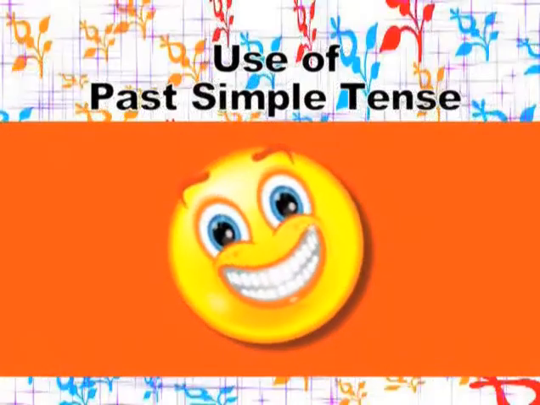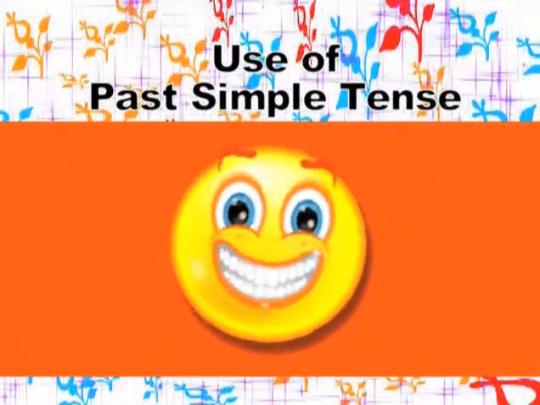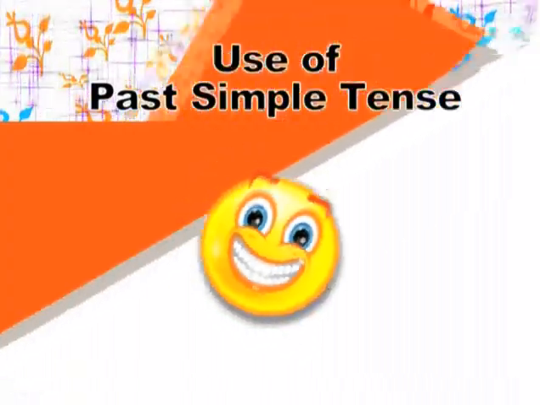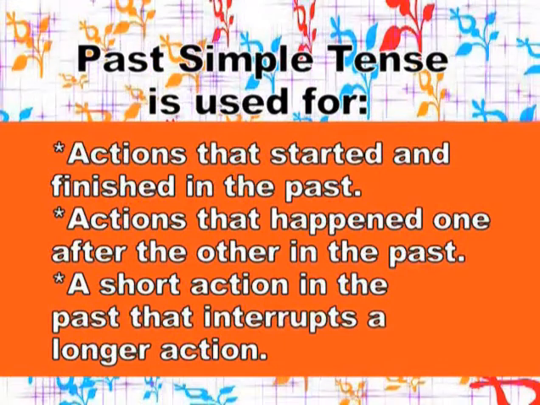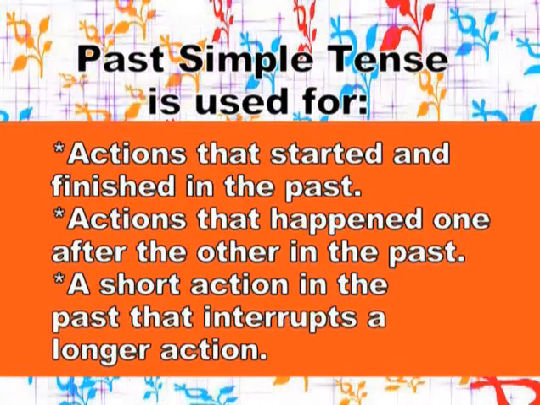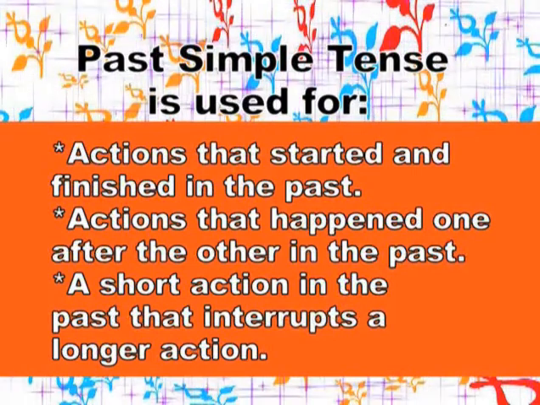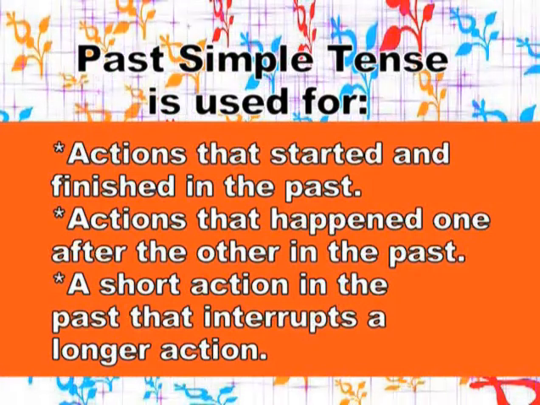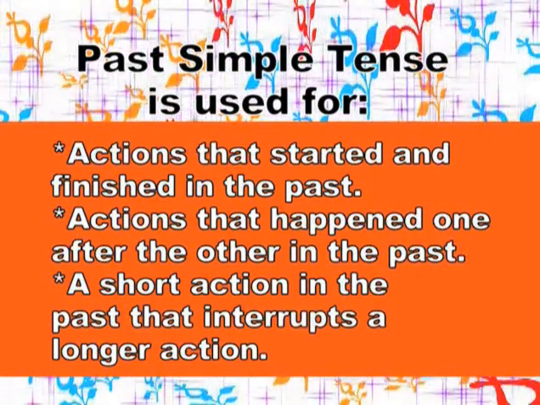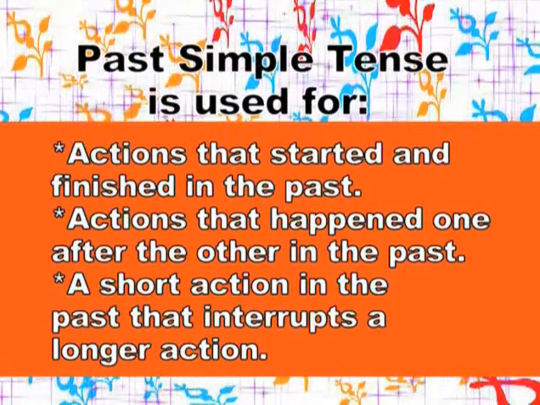Let's see, when do we use the past simple tense? Let's check out the use of the past simple tense. The actions that started and finished in the past are represented using the simple past tense. Actions that happened one after the other in the past. It could be a series of actions that happened one after the other, but all in past, not right now.